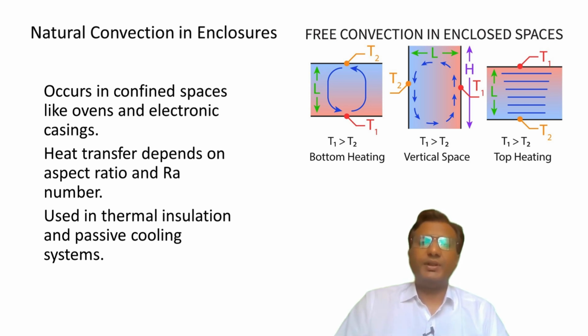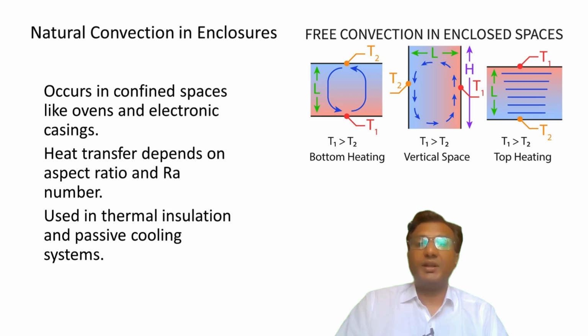Natural convection in enclosures occurs in confined spaces, such as ovens, electronic casings, or double glazed windows. Heat transfer depends on the enclosure aspect ratio, that is, height to width, and the Rayleigh number Ra, which determines the flow regime. For example, in a vertical enclosure with one hot wall and one cold wall, fluid circulates as warm fluid rises along the hot side and the cool fluid sinks along the cold side.